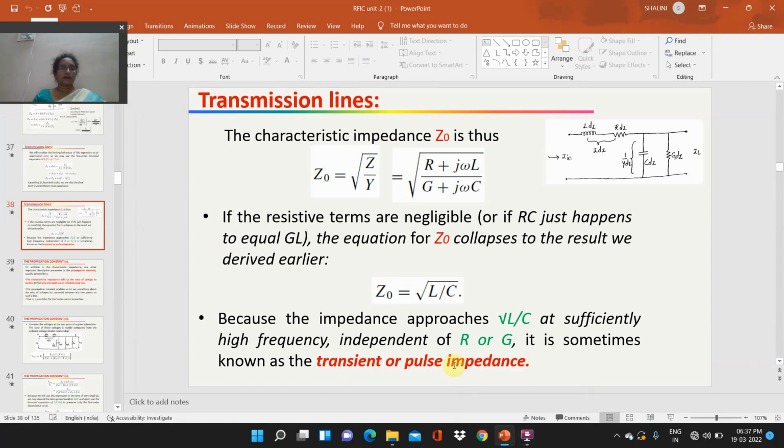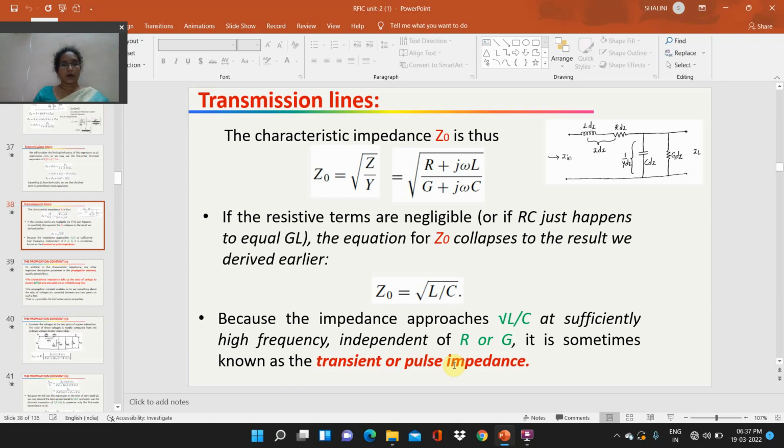Okay friends, the characteristic impedance Z0 is thus the square root of Z by Y. So Z is written as R plus j omega L, and Y is G plus j omega C. Z0 is the square root of (R plus j omega L) by (G plus j omega C). If the resistive terms are negligible, the equation for Z0 collapses to the result we have derived earlier, that Z0 is equal to the square root of L by C.